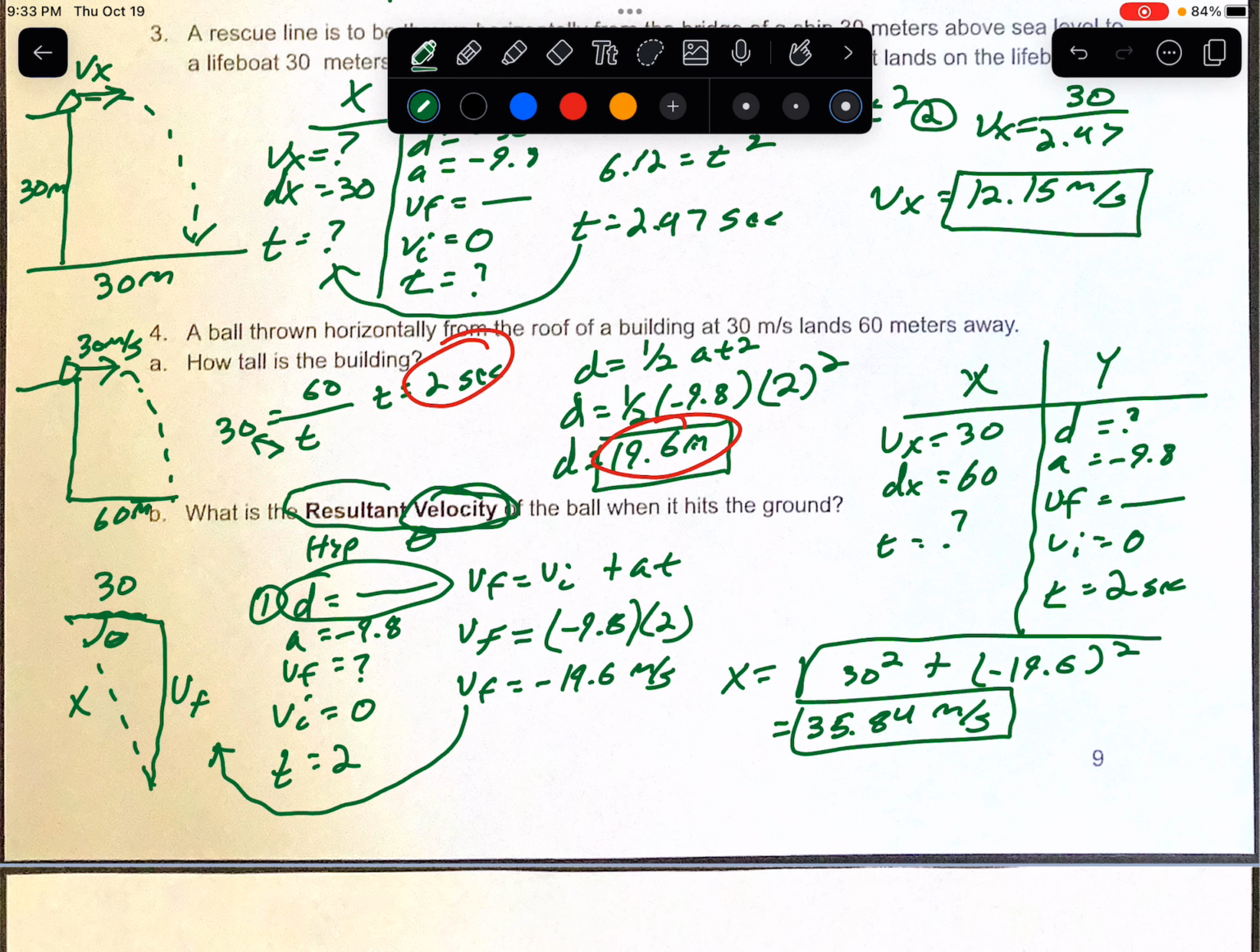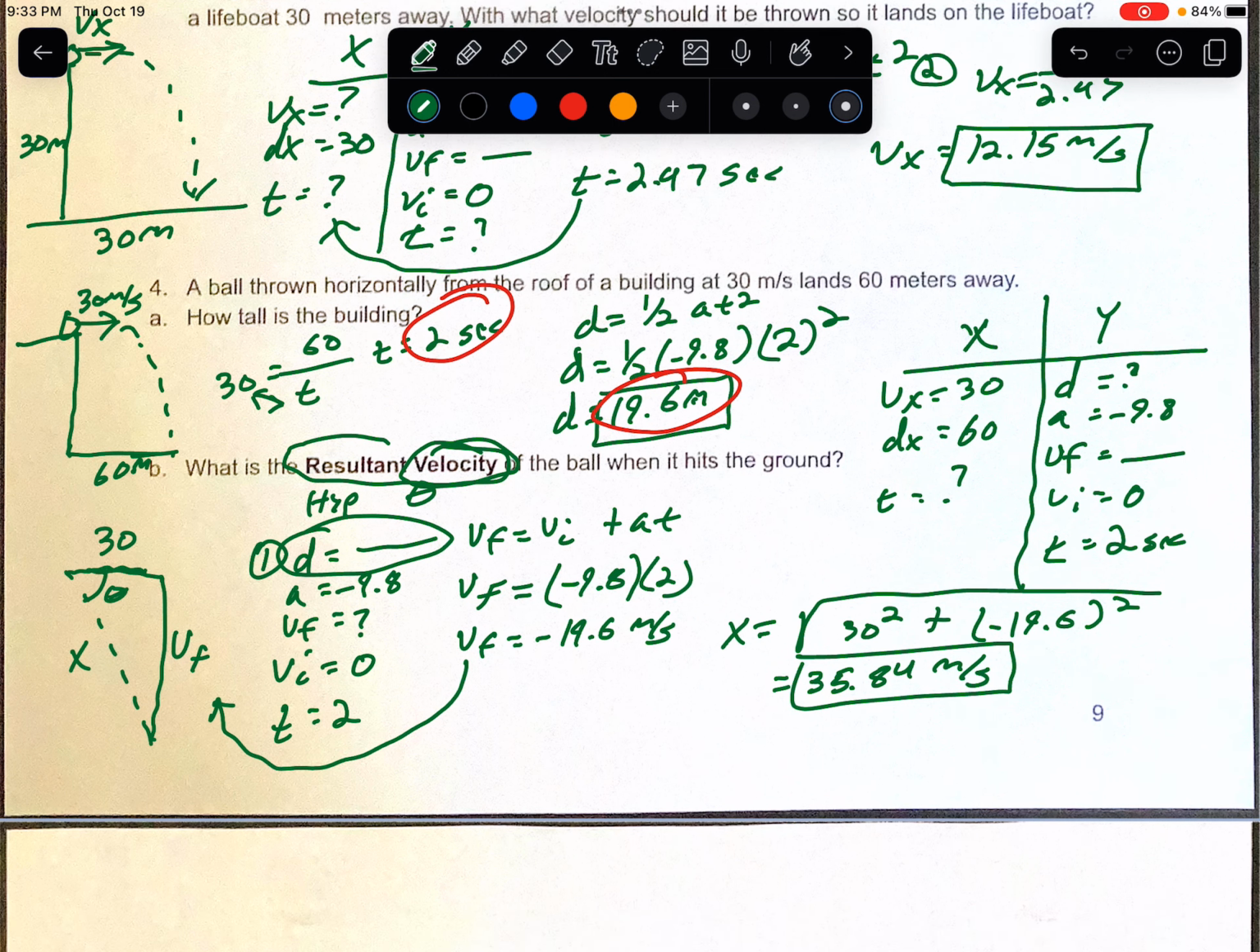We'll accept either one. Now if I want to find the angle, remember our angle is always going to be that inverse tangent of opposite over adjacent. So remember, opposite is your VF, your Y velocity, so that's going to be negative 19.6 over your adjacent, which is 30. So that is going to give you an angle of, again, you can write this negative if you want to, 33.16 degrees below the horizontal. I'm just going to write BH to save some time.